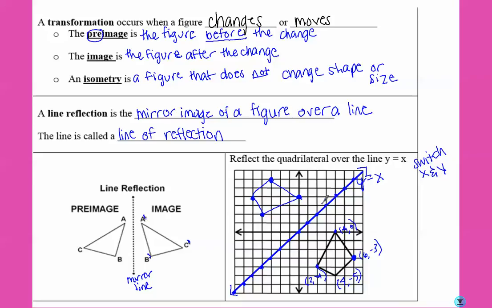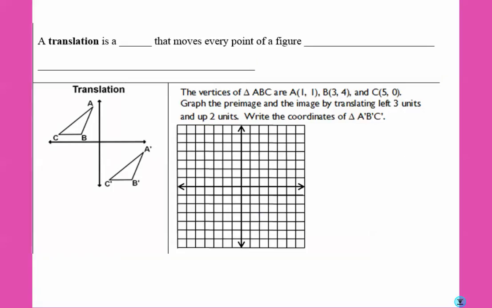Our shape's the same, and if we folded over the line, they would line up with each other. Our next type of transformation is a translation. A translation is a slide that moves every point of a figure the same distance in the same direction.